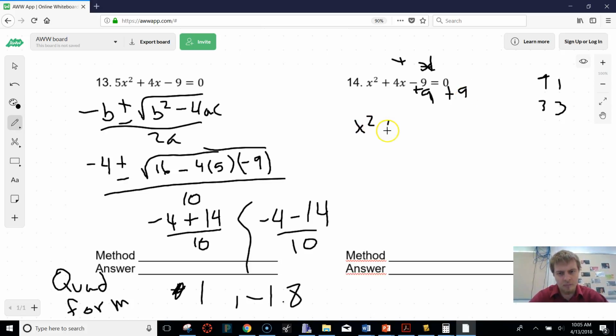I'm going to get x squared plus 4x equals 9. And I'm leaving a blank because we still want to factor if we can. So we're going to pick the number for it to factor. The perfect number every time is you cut this in half and then you square it.